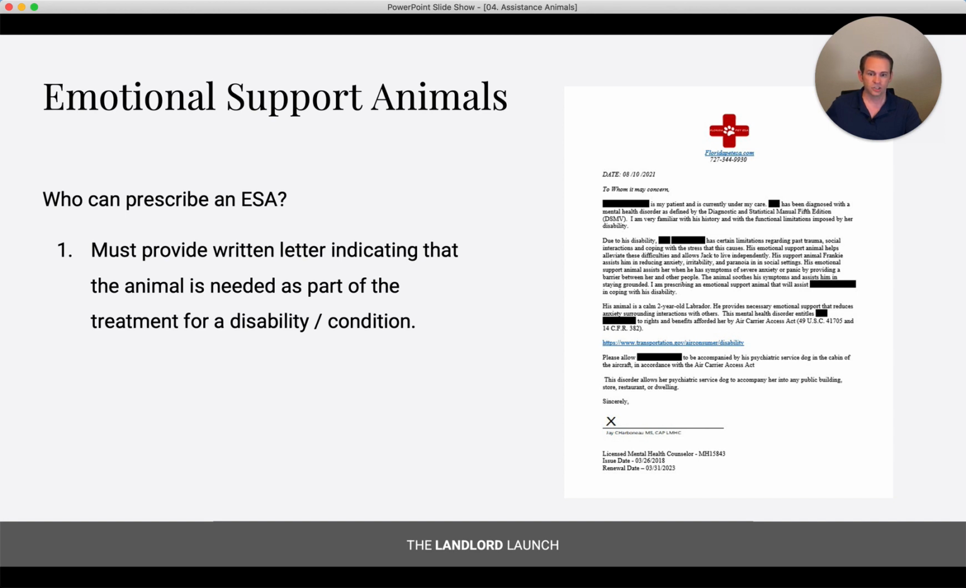And this is a good example, a sample one here, and you see it has the elements: due to his disability, such and such, has limitations regarding past trauma, and outlines it just a little bit. Here's the animal they're prescribing, an animal that is a calm 2-year-old Labrador, license number, issue date, renewal, who it is, date that it's issued, and so on.